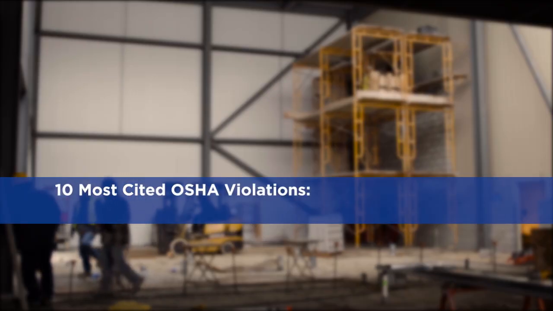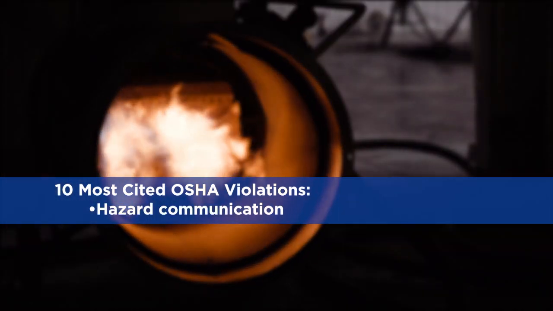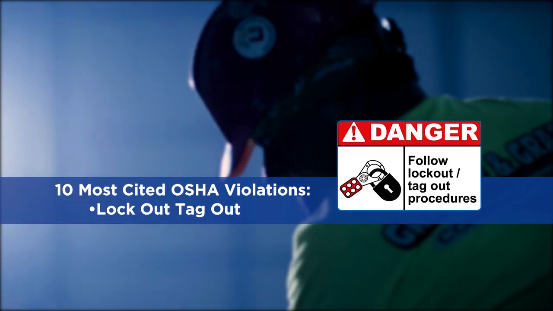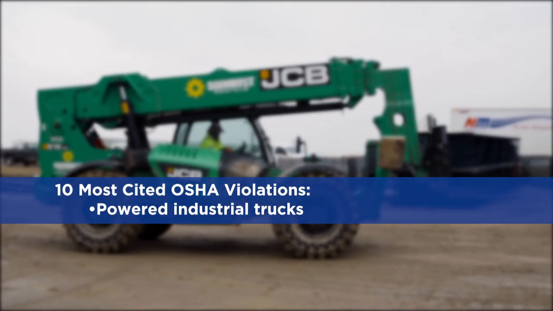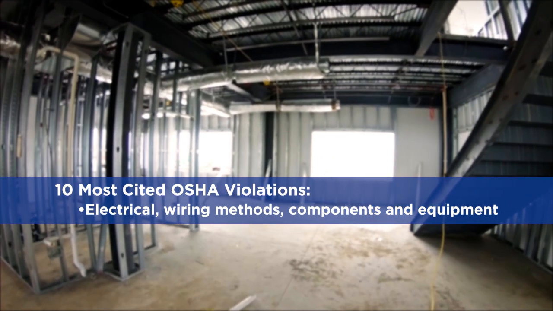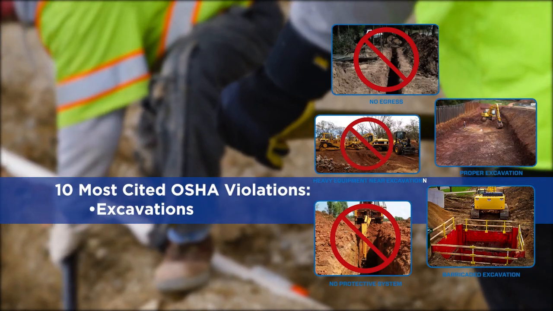Here are the 10 most cited OSHA violations: scaffolding, hazard communication, fall protection, respiratory protection, lockout tagout, powered industrial trucks, electrical wiring methods, components, and equipment, machine guarding, ladders and stairways, excavations.